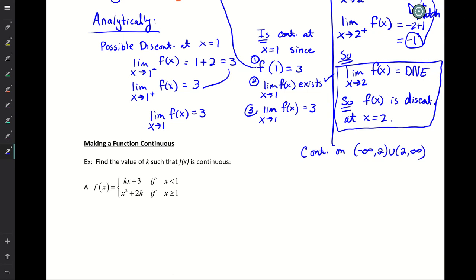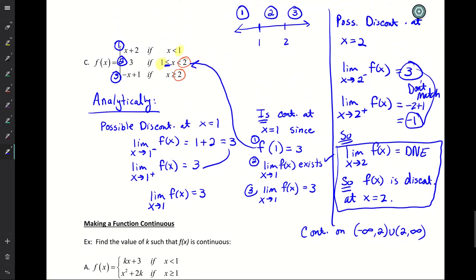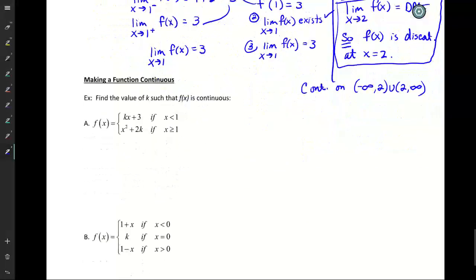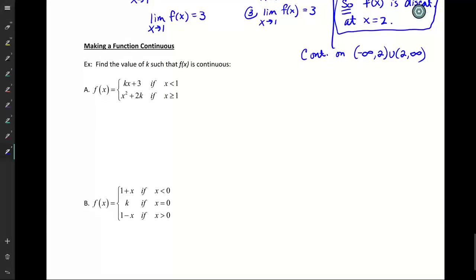All right, now having explored this particular example analytically, that's going to help you with this last part of the lesson. So essentially here, they're going to give you some piecewise functions with some constants that you don't know, and they're wanting you to find the values of the constant so that it forces the function to be continuous.